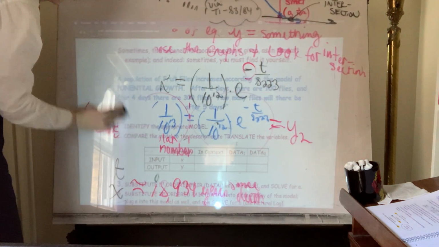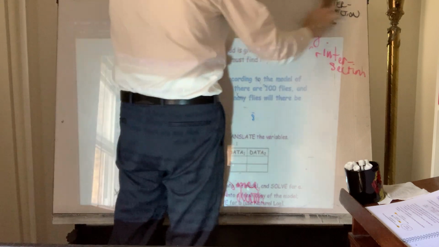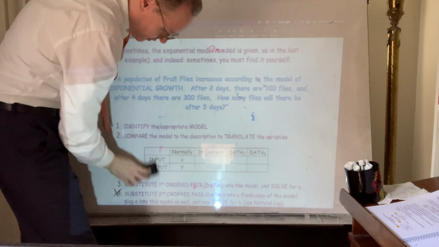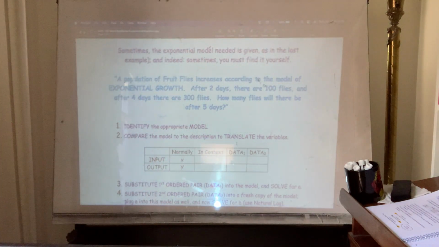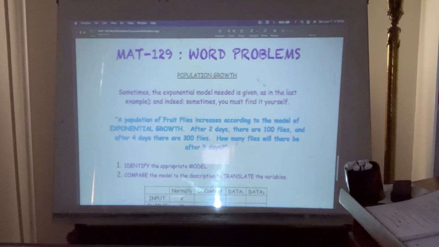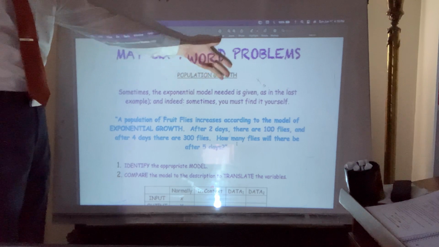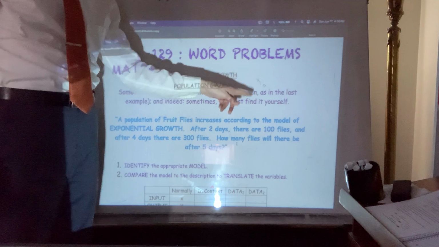Okay, this is similar, but it's for a population growth as opposed to a radioactive decay. So do expect at least this much, right? And I'll adjust the light here. Humor me, I'm going to read this to you. The population growth. Sometimes the exponential model needed is given, as in the last problem, and indeed, sometimes you have to find it yourself.